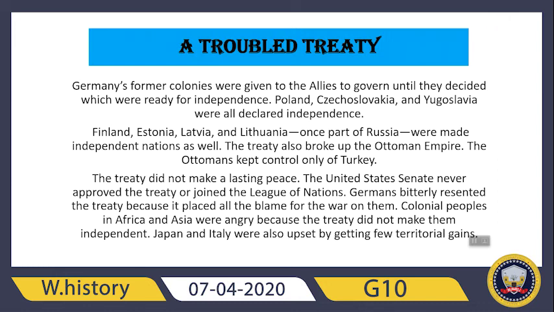And the treaty did not make a lasting peace. The United States Senate never approved the treaty or joined the League of Nations. Germans bitterly resented the treaty because it placed all the blame for the war on them. And colonial peoples in Africa and Asia were angry. Why? Because the treaty did not make them independent. And Japan and Italy were also upset by getting few territorial gains. That's why it became a troubled treaty.